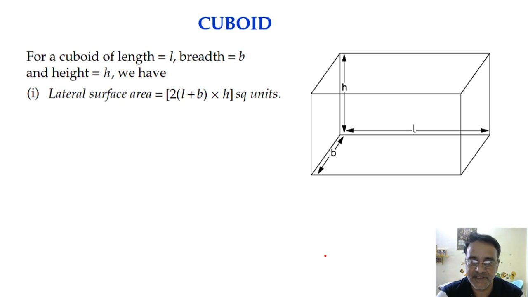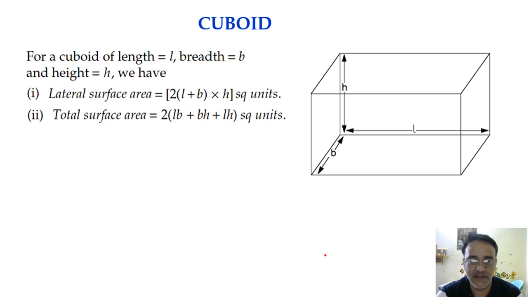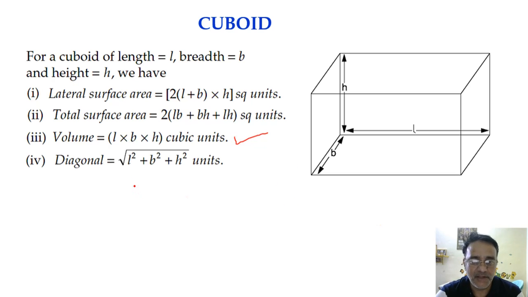What is the total surface area? 2 into (LB plus BH plus HL). Very good. What is the volume? L into B into H. Very good. Now, the diagonal is given by this formula, root over L square plus B square plus H square.